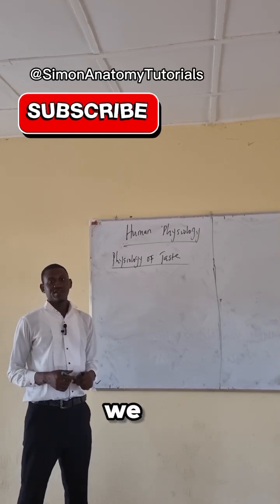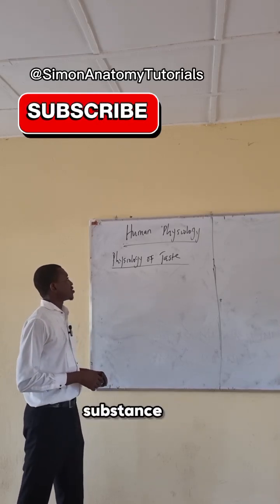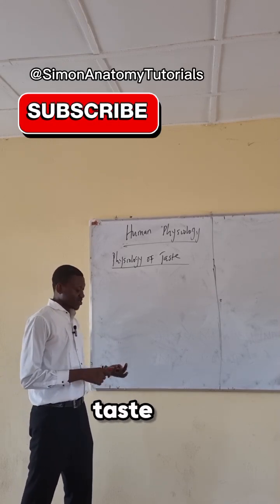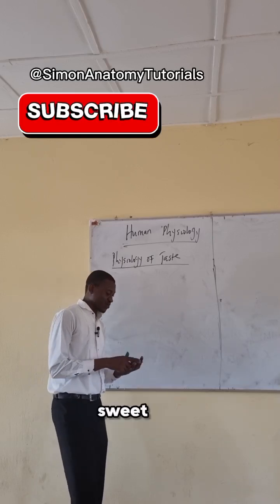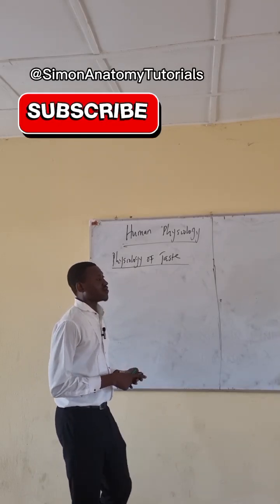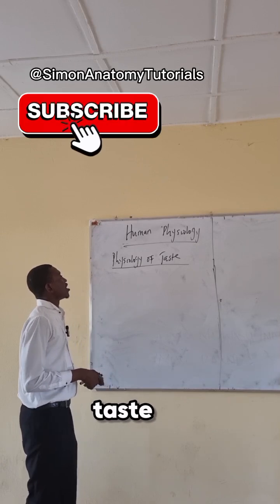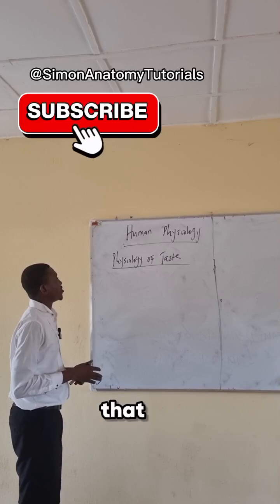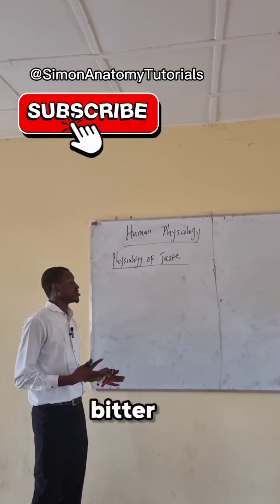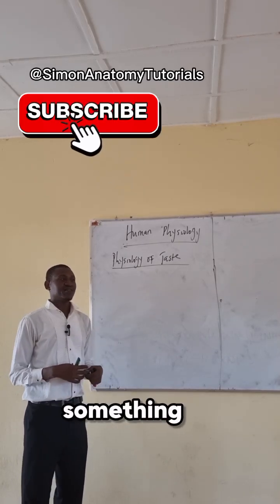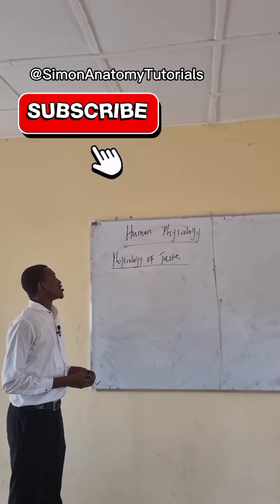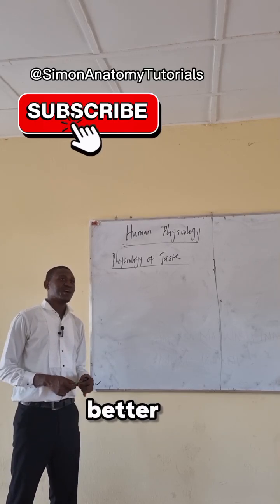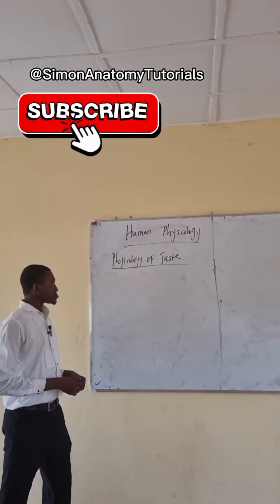Now, how do we taste a particular substance? We have about 5 different types of taste: bitter taste, sour taste, sweet taste, umami taste, and salty taste. So these are the 5 types of taste that we have. How do you know whether something is bitter, sour, or sweet? It's in this discussion that you will get to understand better how this mechanism works.